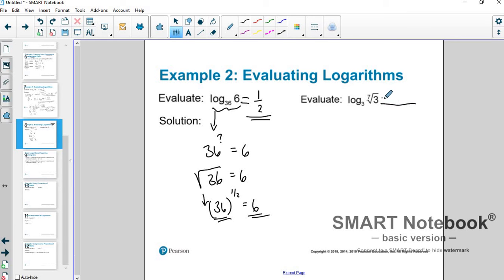You guys tell me. What does log base 3 of the 7th root of 3, what is that power? Okay, so 7th root of 3 is the same as 3 to the 1 over 7. So if we say log base 3 of 3 to the 1 over 7, what power of 3 gives us 3 to the 1 over 7? The 1 over 7. Right? That's the power. Okay?